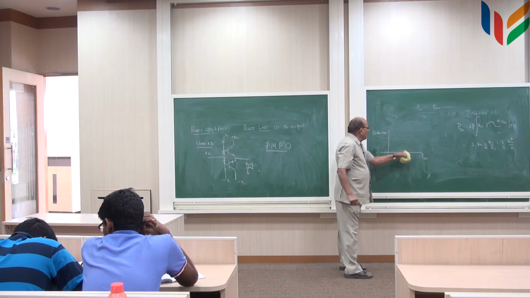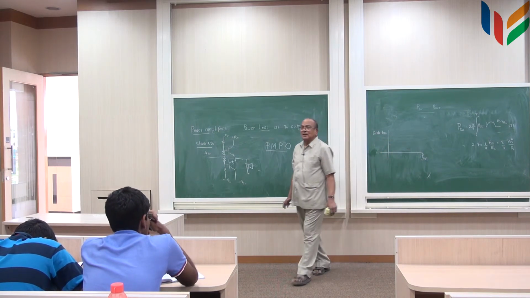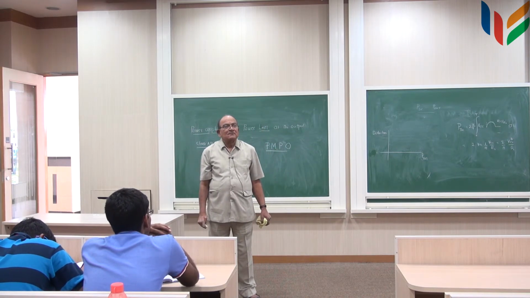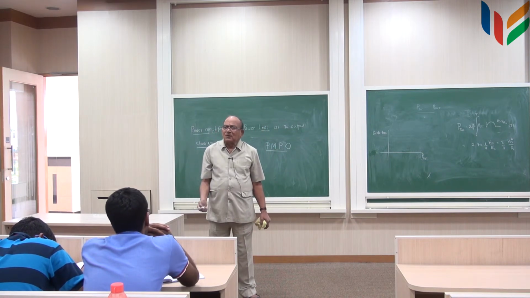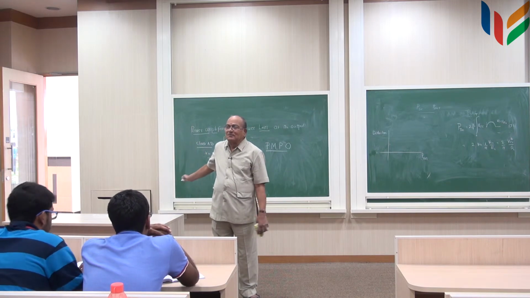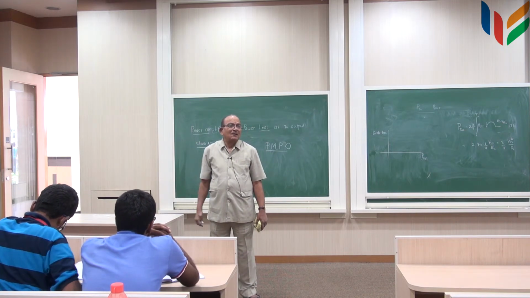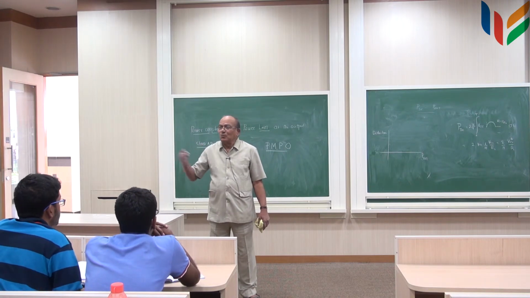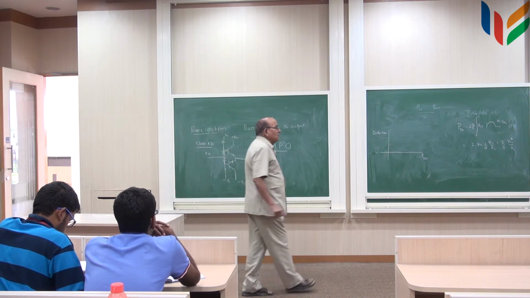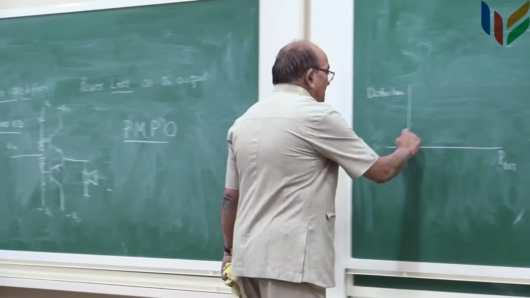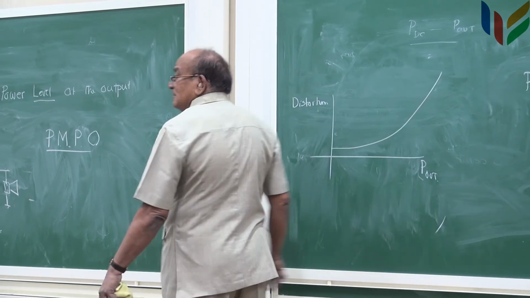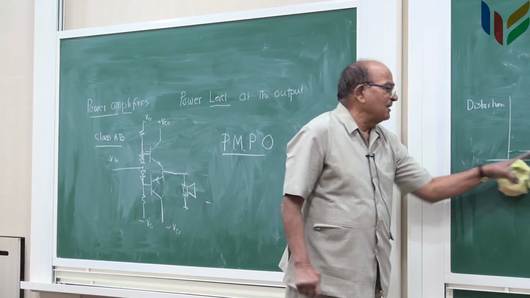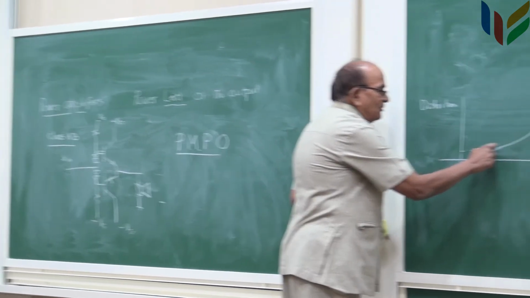So what would happen? How does this curve look like? Make a guess. For low powers, the distortion is low, right? And as the power goes up, the sine wave starts getting clipped, more and more distortion will come. So, the higher the power, there will be more distortion. So, this curve will be something like this. Almost 0 maybe here, I exaggerated it, but almost 0.